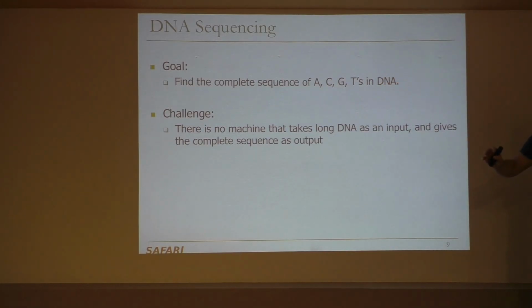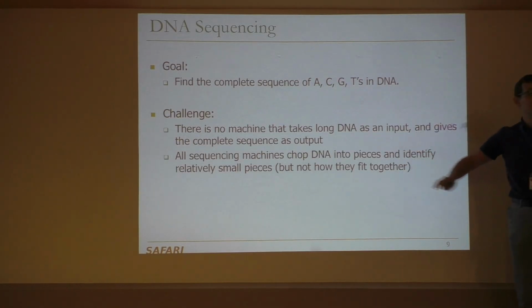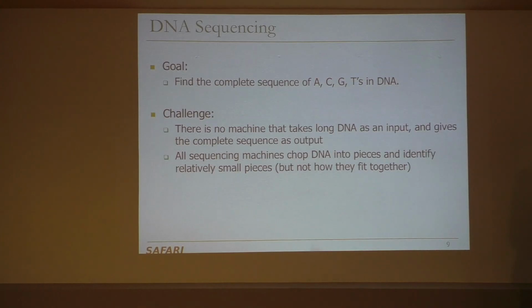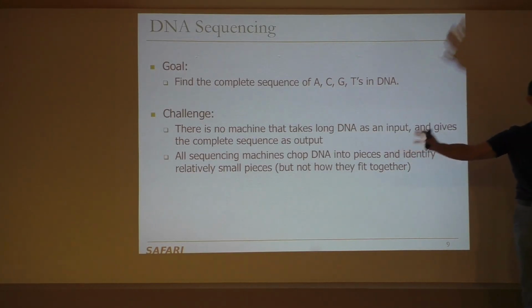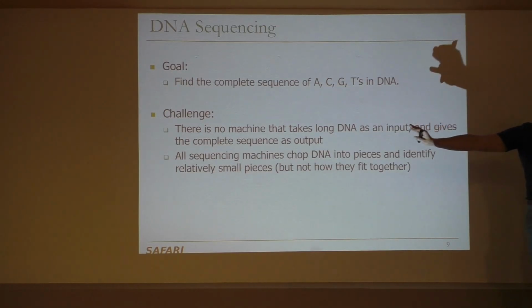All machines are imperfect, meaning they're actually choppers. They chop the DNA into pieces and they identify these relatively small pieces. They tell you what they are, although they have errors, they're not perfect in the identification either. But they definitely don't tell you how these different pieces fit together. So you have this 3.2 billion base pair DNA. The chopper comes in, chops it into 300 base pair segments, very small segments. So you have many of those segments.